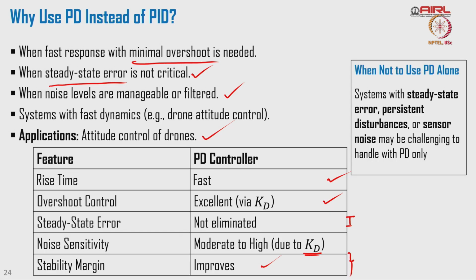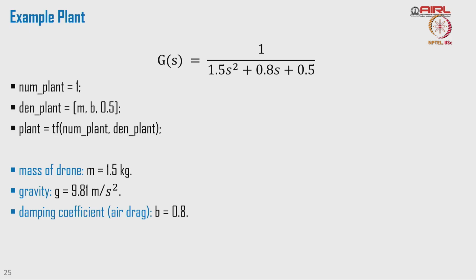When not to use PD alone: when the system has a steady state error, we need PID or at least integral control. When we have persistent disturbances or sensor noise, then also we should not rely on PD itself, we might need an integral counterpart to handle the system. Okay. Now, we come to the example.